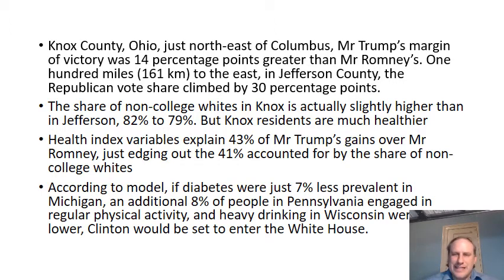Oddly, looking at the statistical model, if diabetes were 7% less prevalent in Michigan, where Trump ended up edging out Clinton, and if an additional 8% of people in Pennsylvania engaged in regular physical activity, and if heavy drinking in Wisconsin was lower, arguably by this model, Clinton would be set to enter the White House. Now, that's not what happened.